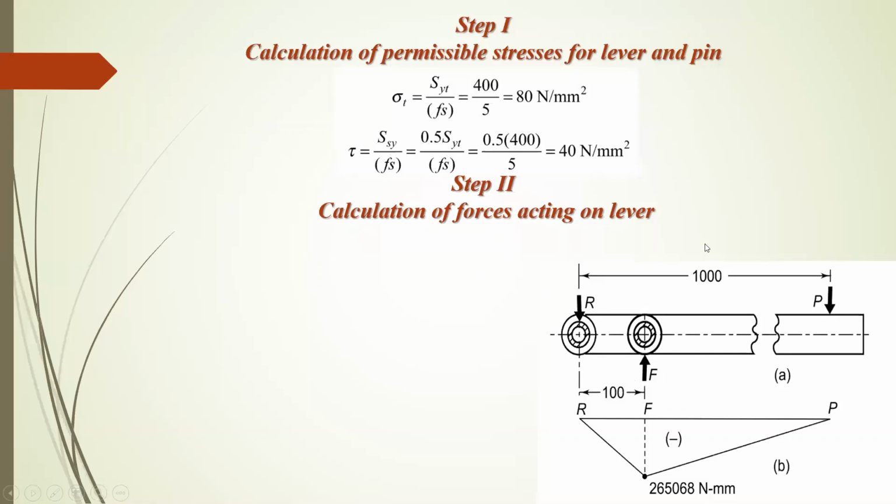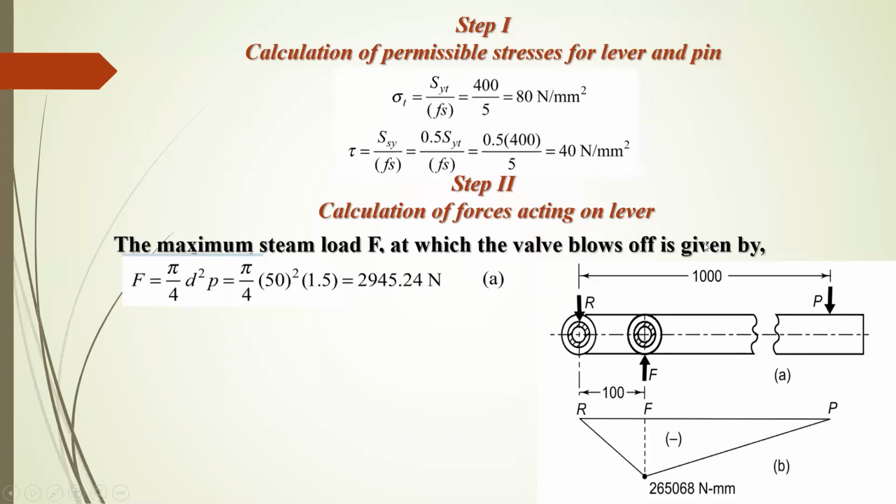Then how to calculate that? First we will calculate F. We have to calculate the maximum steam load F at which the wall blows up, meaning when the steam load goes beyond that F, the wall opens. How to calculate F? We know the diameter of the wall, and we know the pressure inside the boiler. By the simple formula, pressure is force per unit cross sectional area. The wall is a circular section, so its cross sectional area is pi by 4 d square.